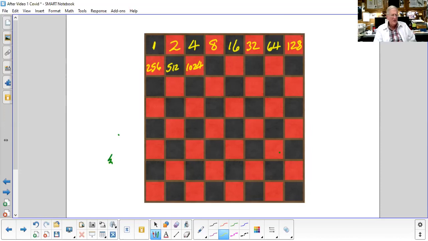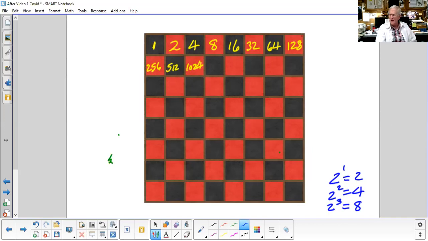Okay, well, let's see. You remember powers of 2, right? What is 2 to the first power? Isn't it 2? What's 2 to the second power? Isn't it 4? What's 2 to the third power? It's 2 times 2 times 2, or 8. These numbers all appear to be powers of 2, don't they?